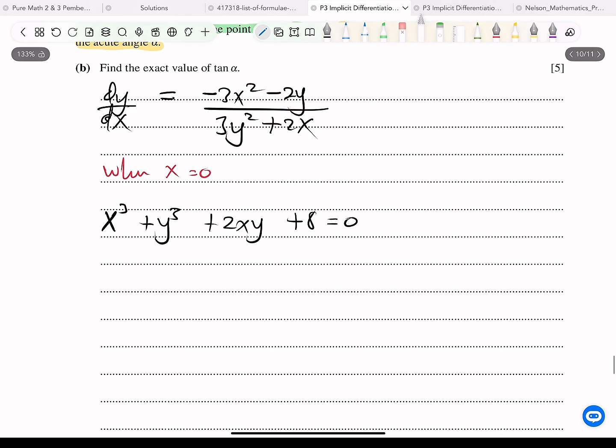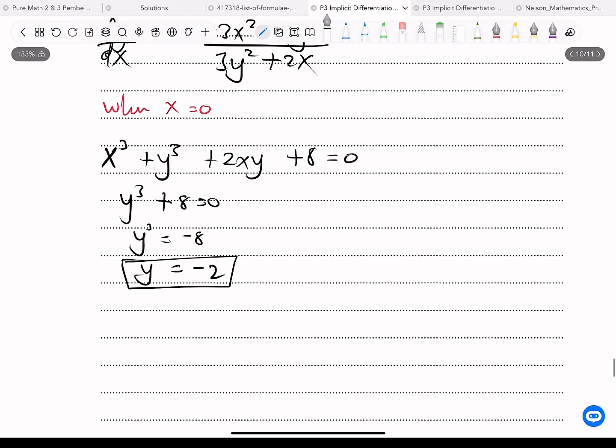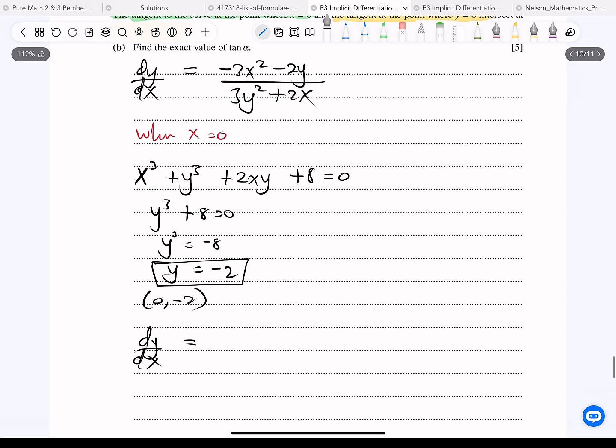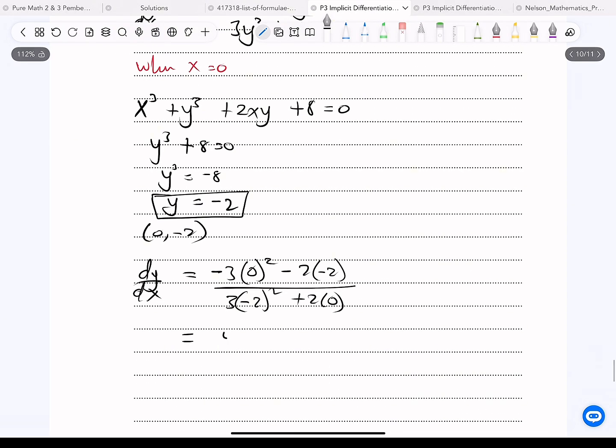Okay, so let me start by finding the y. So when x is 0, I have y cubed plus 8 equal to 0. So y cubed is negative 8, and y will be cubic root of negative 8, which is negative 2. So I have the point 0, negative 2, and I can just put it and find my dy/dx at once. So I have negative 3 into bracket x is 0 minus this into negative 2 all over 3 into negative 2 all squared plus 2 into 0. And that would be 4 over 12, which is 1/3.